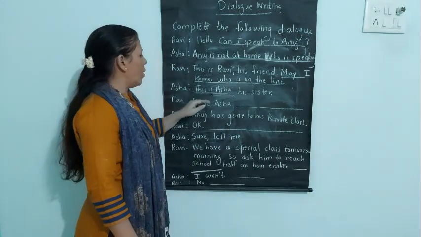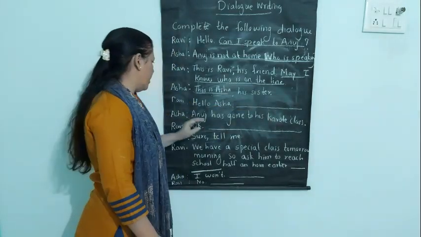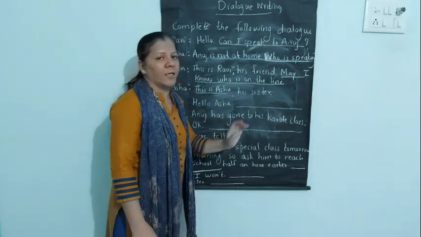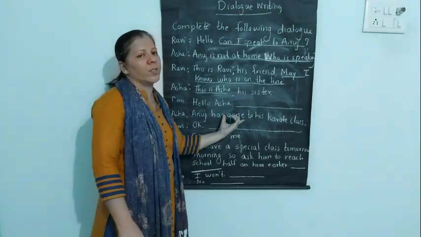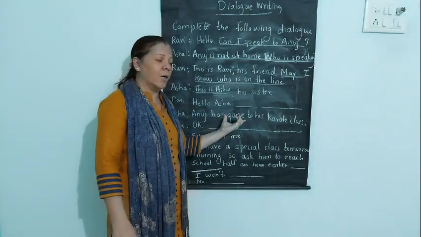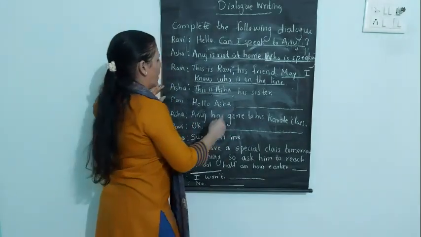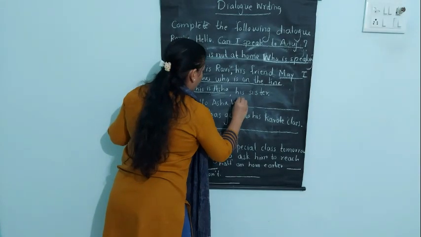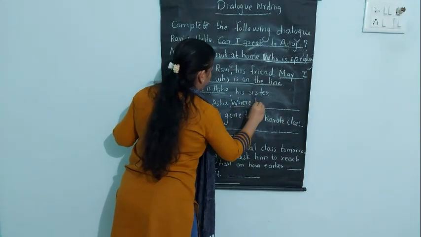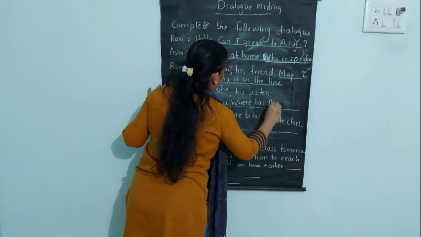Ravi: Hello Asha, dash. Asha: Anuj has gone to his karate class. So Anuj has gone to his karate class. This is the answer. You have to form a question. So, hello Asha, where has Anuj gone?